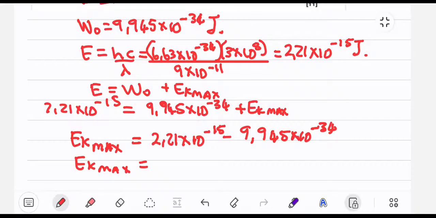What is EK max there? I believe it was 2.21 times 10 to the negative 15. I believe it should be the big one. And the big one in this case is 2.21 times 10 to the negative 15 joules. I just hope I'm relevant. If I'm not relevant, you'll let me know there.